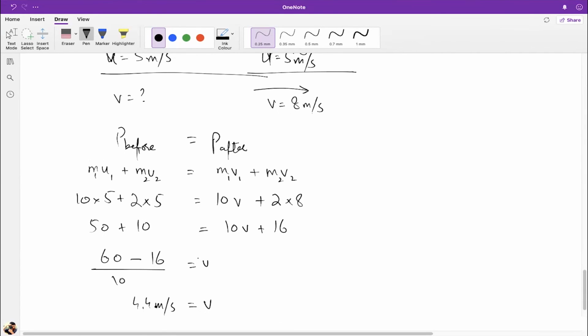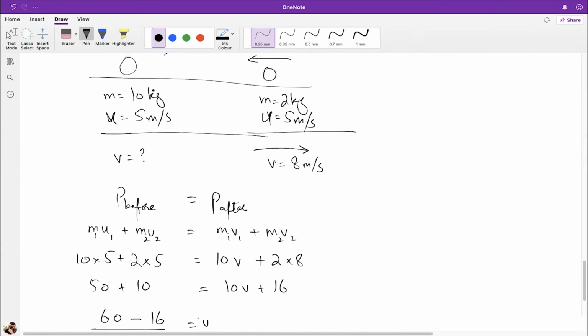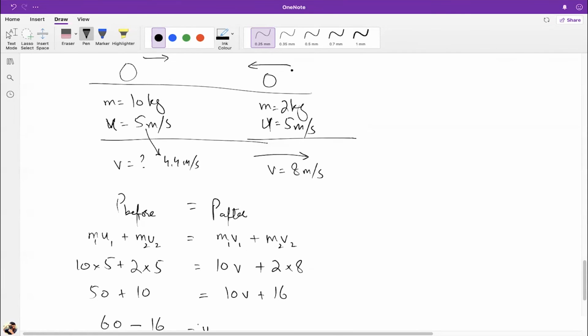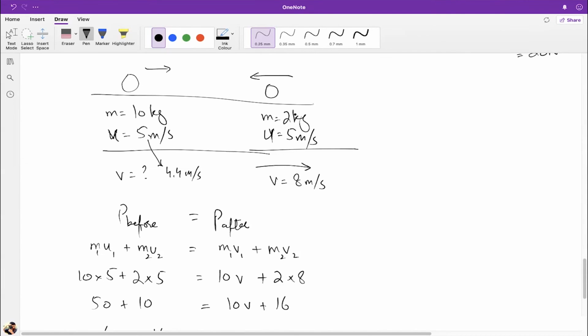So what has happened? This big ball has slowed down from 5 to 4.4 meters per second. But what happened to this ball? It suddenly increased its speed by 3 meters per second. Why? Because the momentum that was transferred to it made it zoom out. Kafi zyada speed. All right. So that is how things collide with each other.